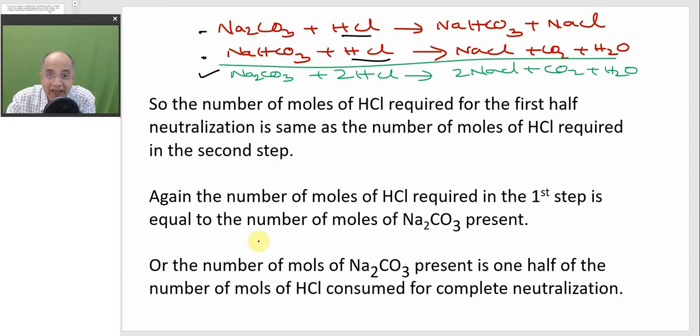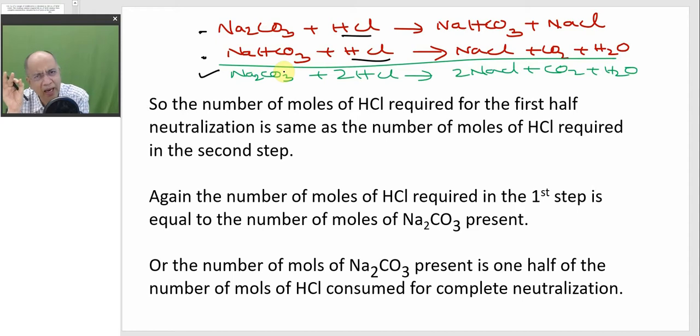So, the number of moles of HCl required in the first step is equal to the number of moles of sodium carbonate, because this is 1:1. So whatever moles or millimoles of HCl is required in the first step, the same is the number of moles of sodium carbonate present. Doesn't matter if you are performing the second step experiment, doesn't matter.